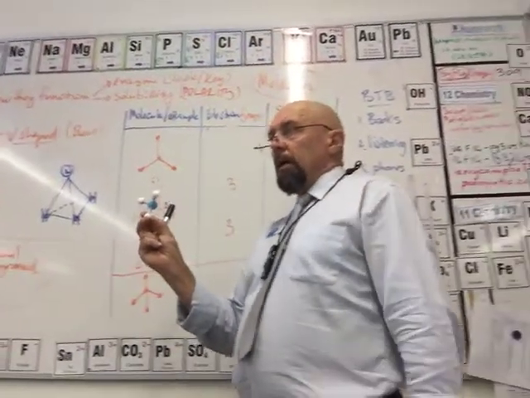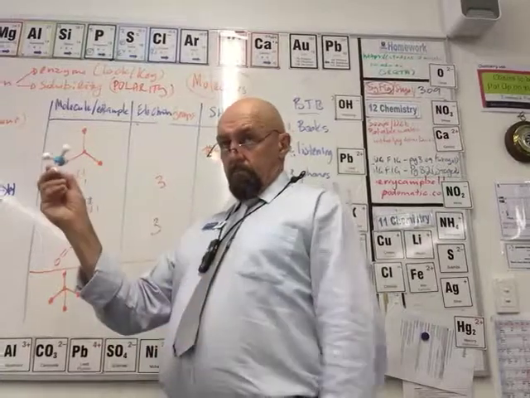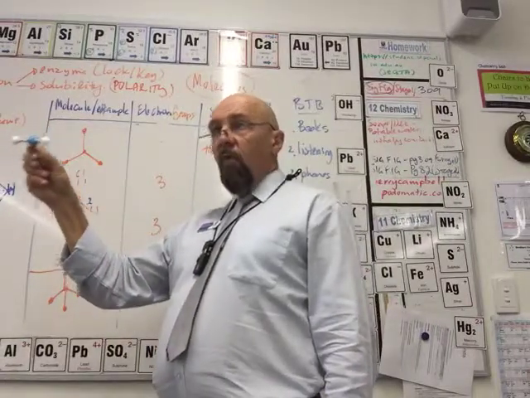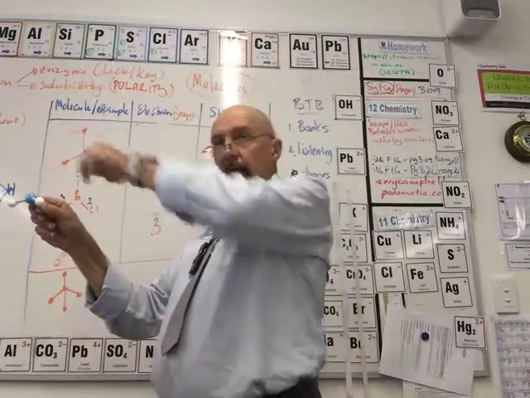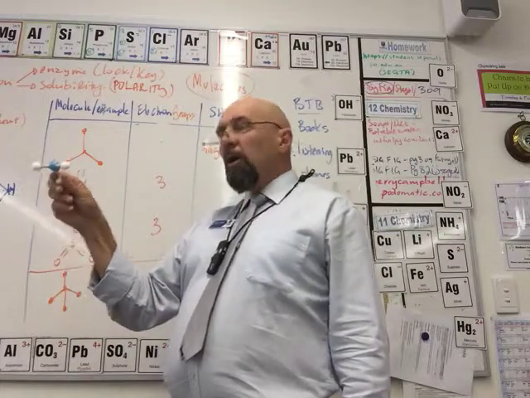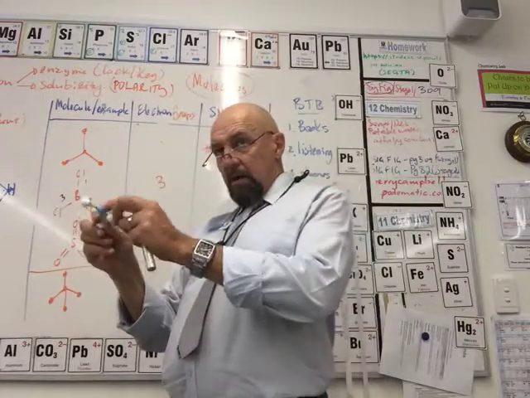Why isn't that one trigonal planar? Because it's got an extra one. Yeah, actually it's got 4 groups. It's got an extra one sitting up here, so that makes it trigonal pyramid. It's good to see that some of you are connecting with that, alright?